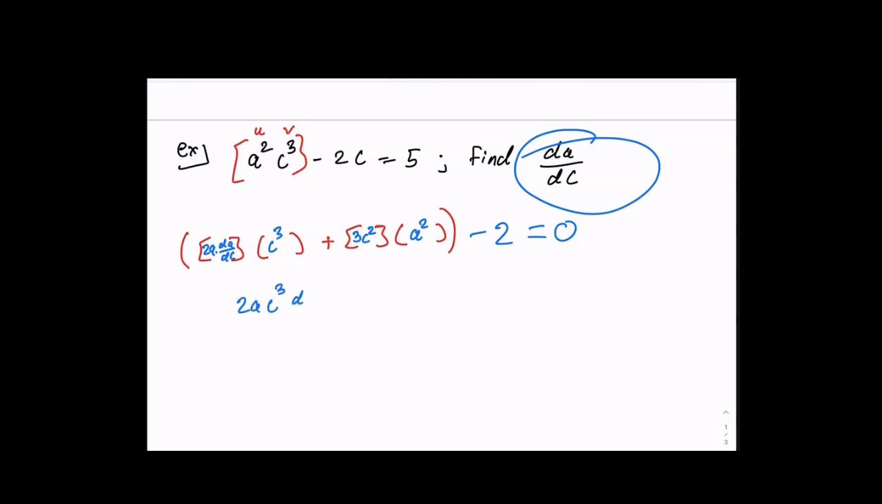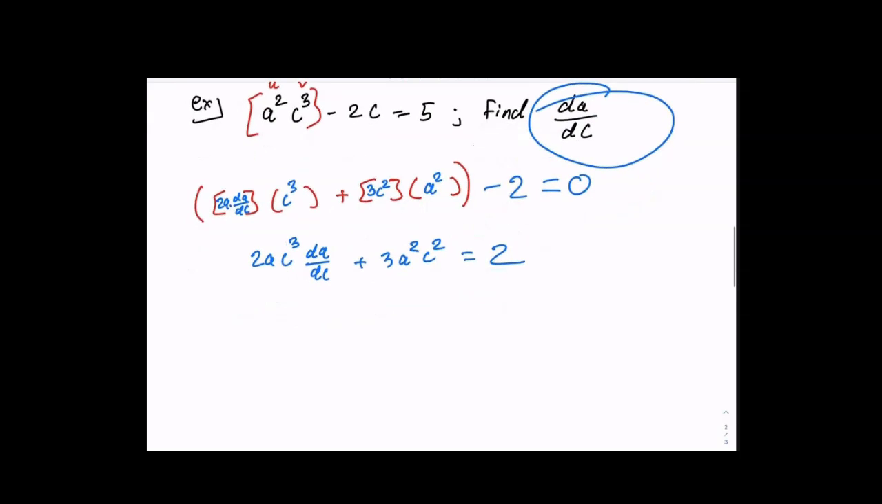2ac cubed dAdc plus 3a squared c squared equals 2. Move that minus 2 to the right hand side. I like to clean it up, and I like to leave my coefficients in the front and then utilize the letters. So A before C, just to make it look a little bit cleaner, and putting my derivative piece at the end. These are just organizational thought processes that go on in my head that I think are very helpful when cleaning up problems and making you feel a little bit more comfortable to do the rest of the algebraic work.